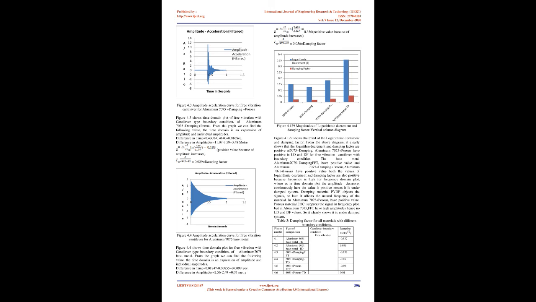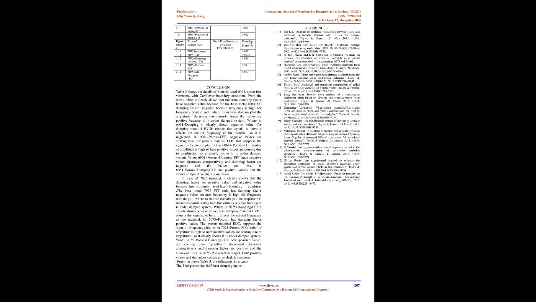Conclusion. Table 3 shows the details of material steel 6061, under free vibration, with cantilever boundary condition. From the above table, it clearly shows that some damping factors have negative values, because the base metal 6061 has a negative damping factor since the frequency is high in the frequency domain plot, whereas in the time domain plot the amplitude decreases continuously, hence the values are positive because it is an underdamped system. In 6061 plus damping it shows a negative value, because the damping material PVDF objects the signals, so it affects the natural frequency of the material, so it is neglected.